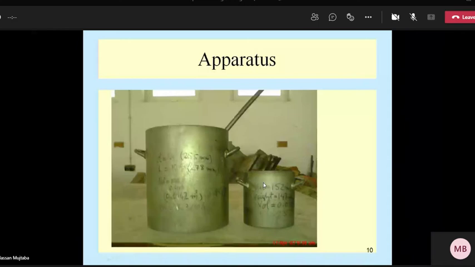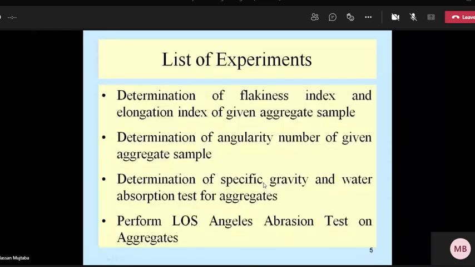If you have to do a general characterization of aggregates, on the basis of these tests you are going to carry out, you will get an idea whether they are good quality aggregates or poor quality aggregates. One thing. Second thing, please remember, do not reject any sample on the basis of one test. You cannot reject or accept on the basis of one test. You have to carry out multiple tests.